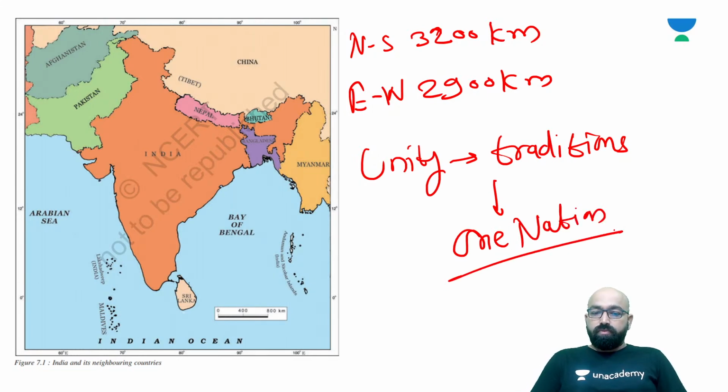Now, India has a population of more than 120 crores, as per the 2011 census. So it is the second most populous country of the world after China. And there is research showing that after a few decades, India will be at the top in terms of population.